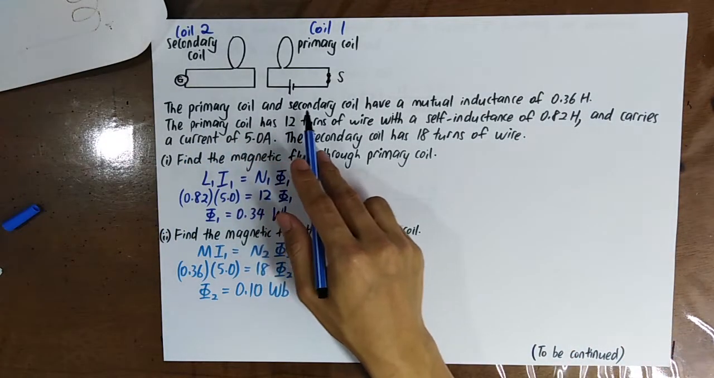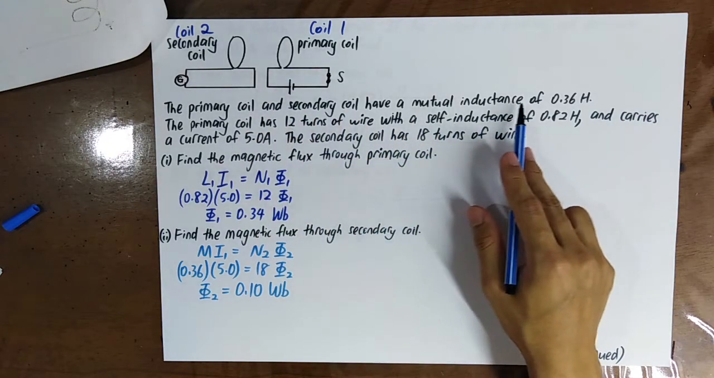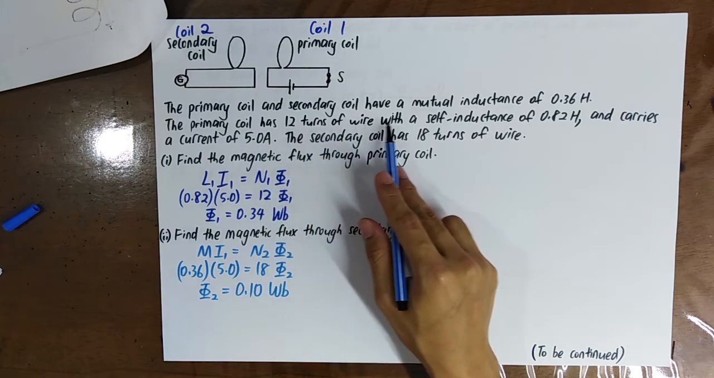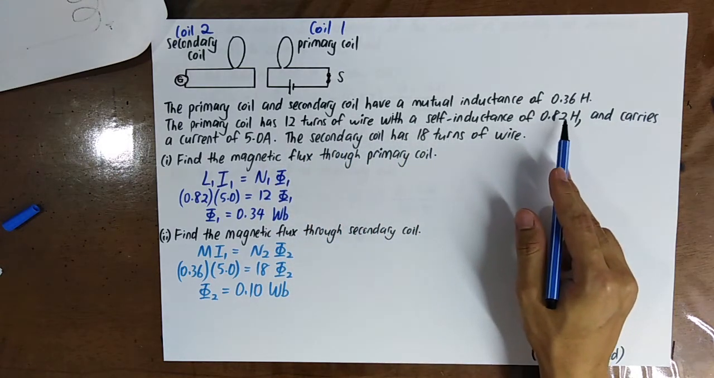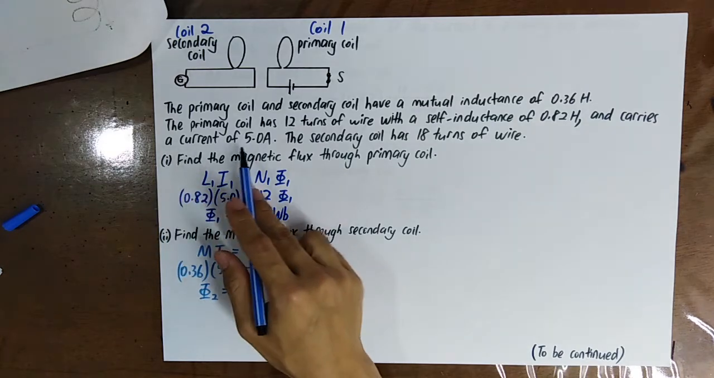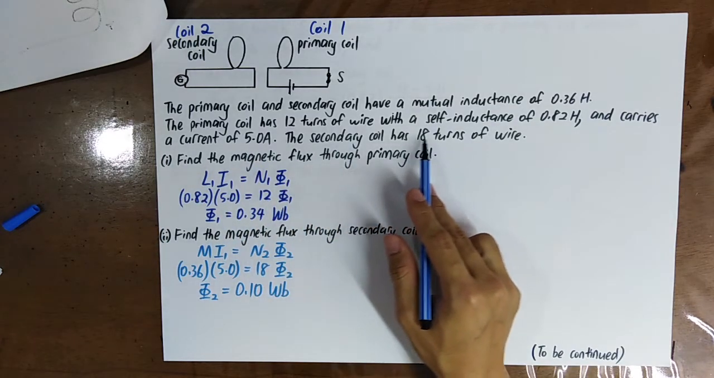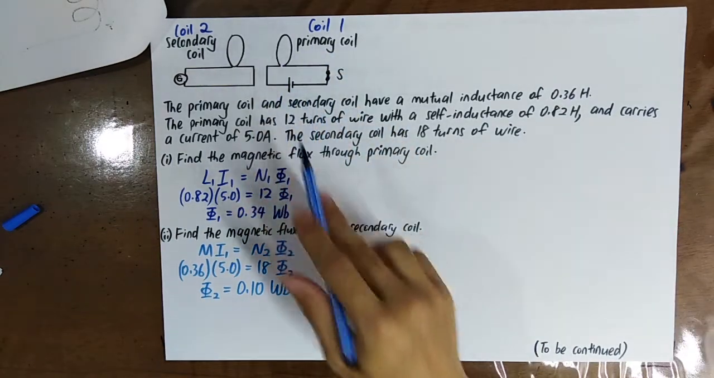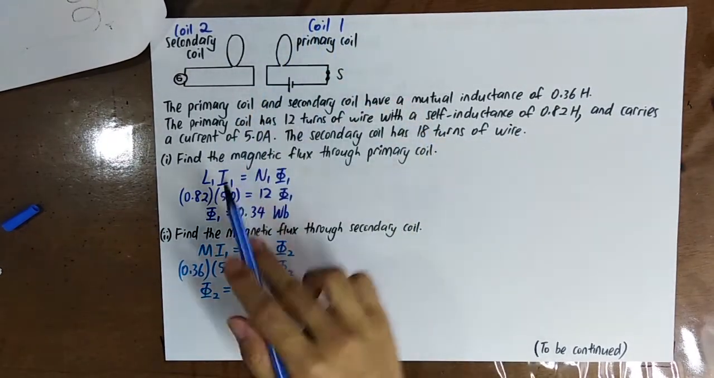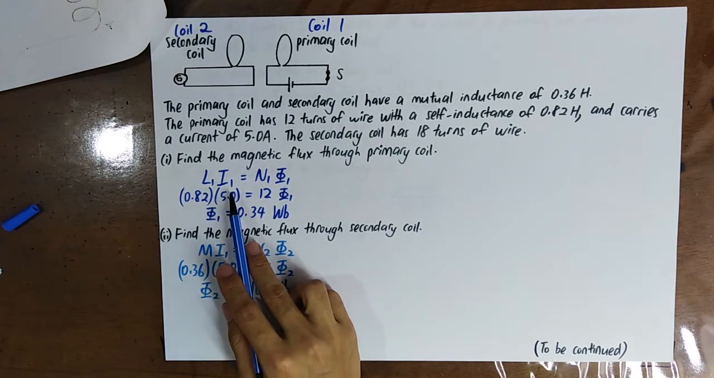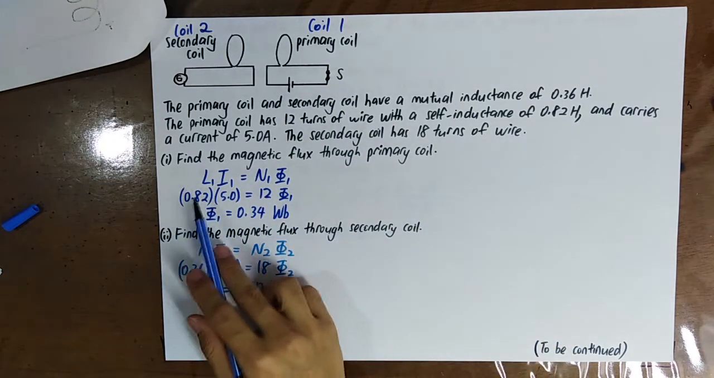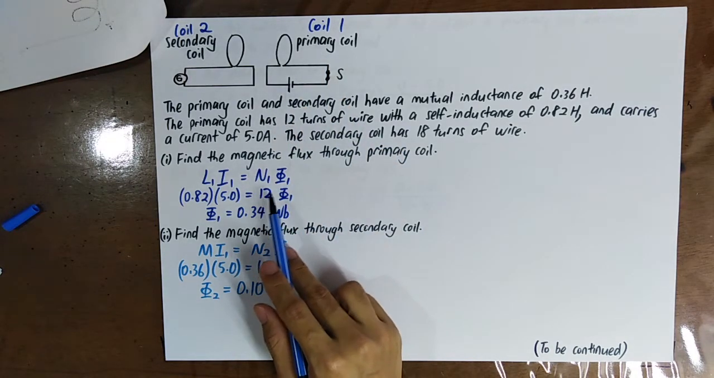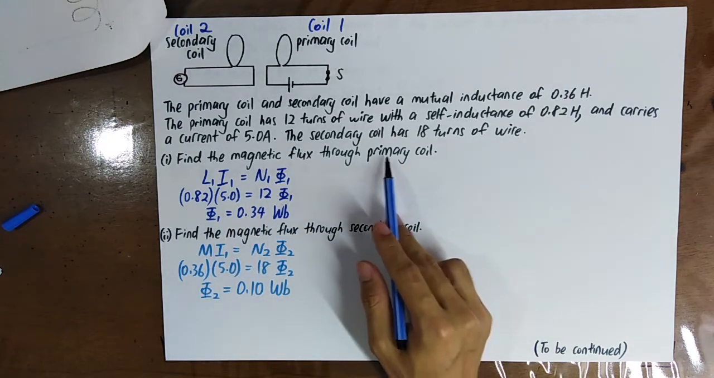The primary coil and secondary coil have a mutual inductance of 0.36 Henry. The primary coil has 12 turns of wire with a self-inductance of 0.82 Henry and carries a current of 5 ampere. The secondary coil has 18 turns of wire. Find the magnetic flux through the primary coil. For the primary coil, you know the current, you are given the self-inductance, and you know the number of turns is 12. So you can get the magnetic flux through the primary coil.